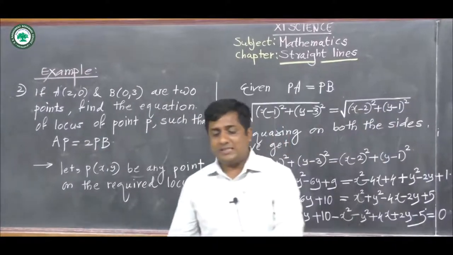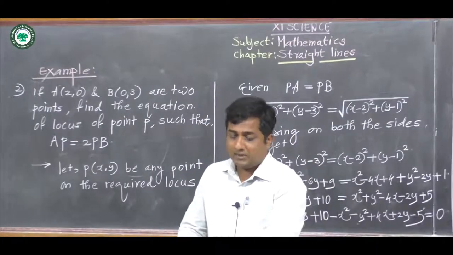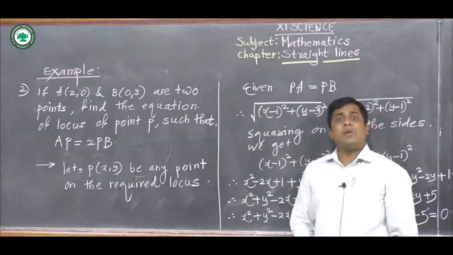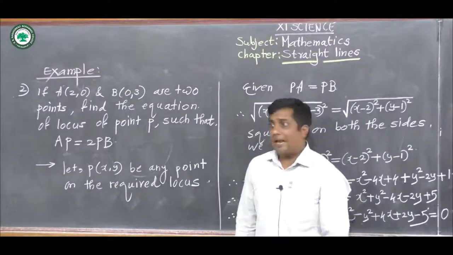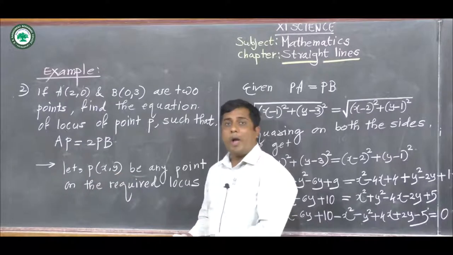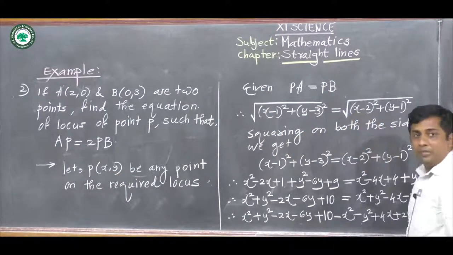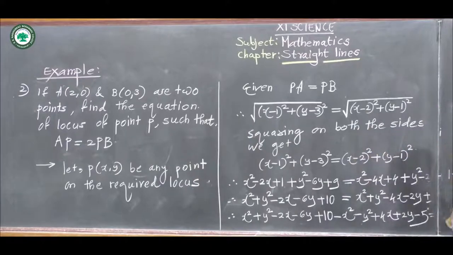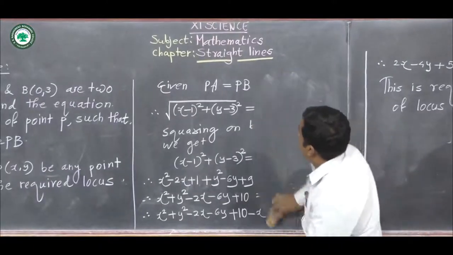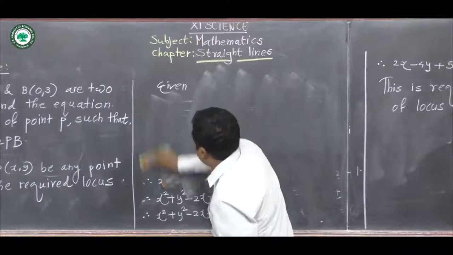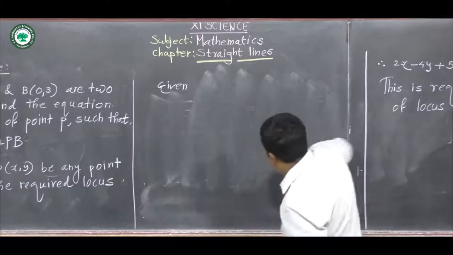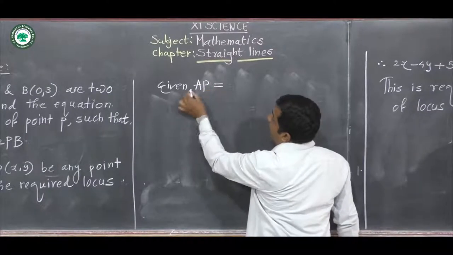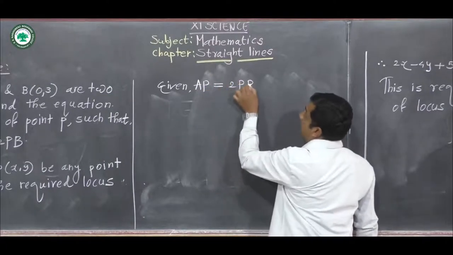Here again, by using the same steps of the first example, we find the equation of locus. Here again, we consider a point on the locus. Let P of (X, Y) be any point on the locus. Then here given one relation, AP is equal to twice PB. Okay, so we consider, or I write here, given AP is equal to twice PB.